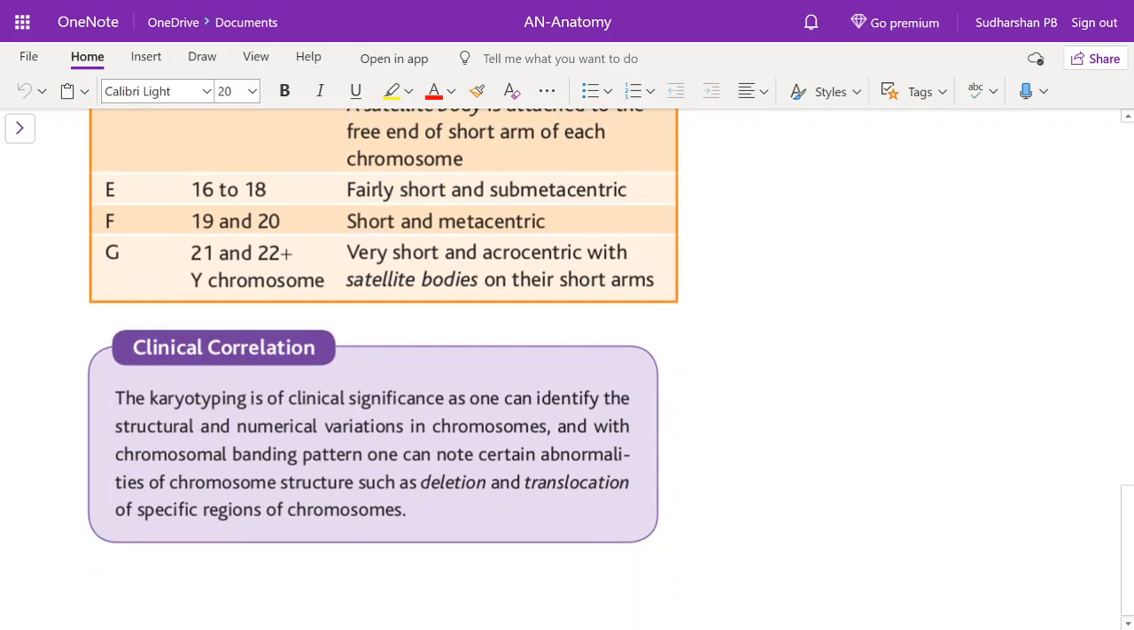Now, coming to the clinical significance, karyotyping is very important for detecting structural and numerical variation in the chromosomes. In short, karyotyping is to detect any kind of abnormality in the chromosome banding pattern, which we call the G pattern. There are chromosomal defects like deletion and translocation. To check these kinds of defects, we have the karyotyping technique.